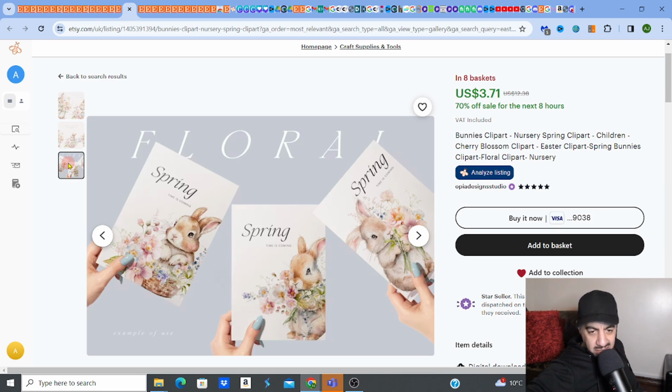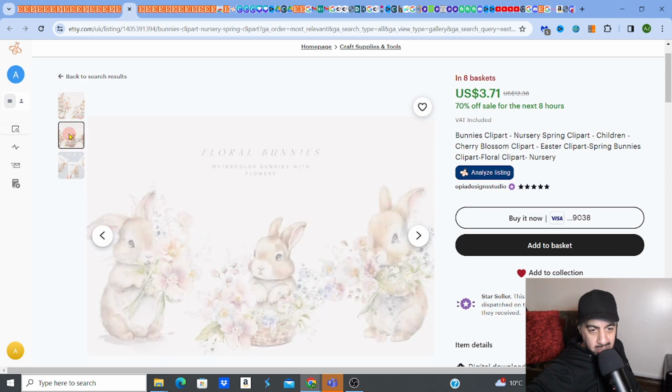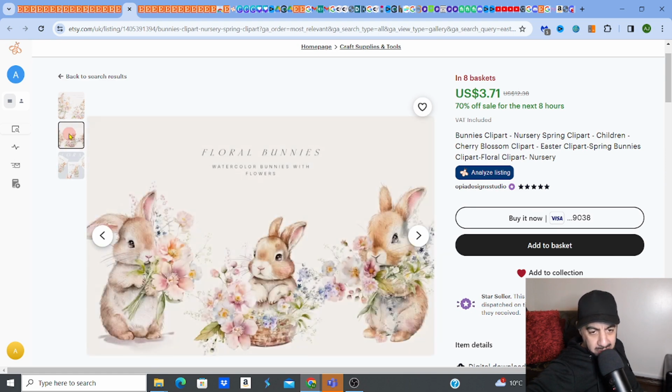You can see the demos, the mock ups they're showing you with the little basket, the flowers, and the bunnies. Something to think about when you're doing something for Easter or these occasions is to do a bundle of clip arts that appeals to people who want to use them for cards, especially because it is that time.